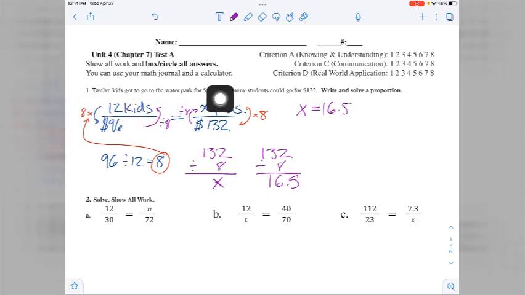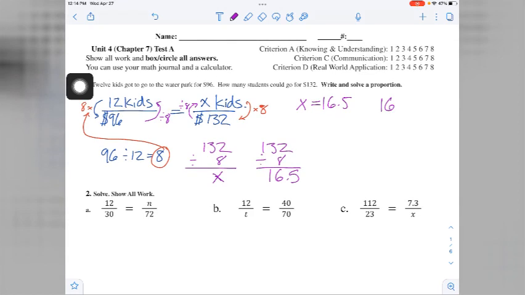But an important thing to know here is we are also getting rated on our real world application. You can't actually bring 16.5 kids to a water park. So if we were to calculate how many kids can go, we only have enough to bring 16 kids to the water park. You have enough money to bring half a kid, but you would need another half of the amount of admission to get in. So anyway, that's how we solve the first one.